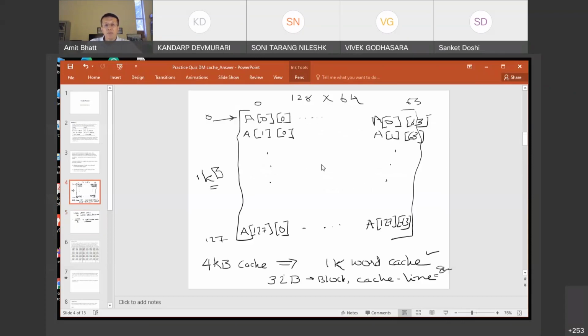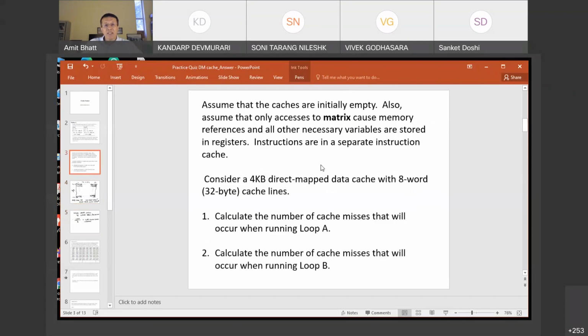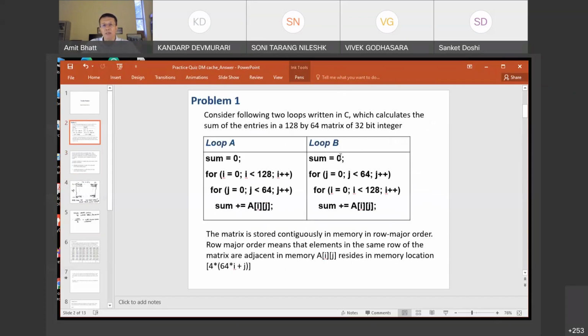In the first problem, as you know, it is clearly given that the cache is completely empty in the beginning, right? So there is nothing in it. And assume that only accesses to the matrix cause memory references. So all your counters and everything are in registers, so you don't have to go to the memory or your cache.